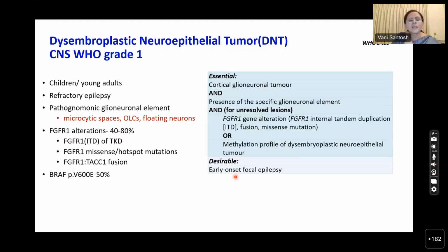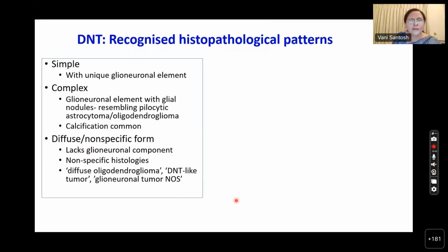But you don't have to have any of those molecular alterations to make a diagnosis. The essential criterion is only histological: a cortical glioneuronal tumor with the presence of the specific glioneuronal element. Only if it is unresolved do you have to use the genetic alterations, but otherwise you don't need that.